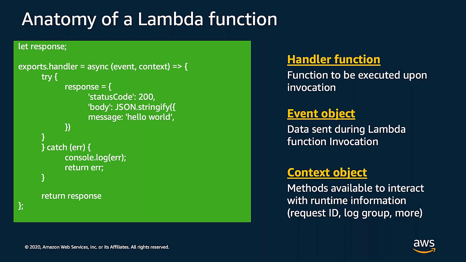Finally, we have the context object. The context object provides you a number of methods that allow you to interact with runtime information specific to that Lambda function. This is metadata about your Lambda function and its execution environment.